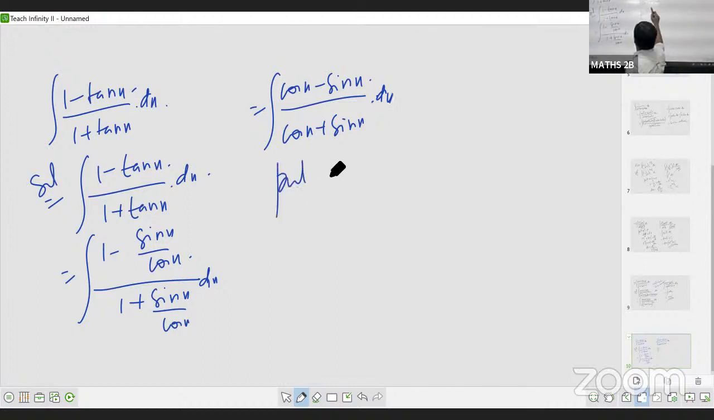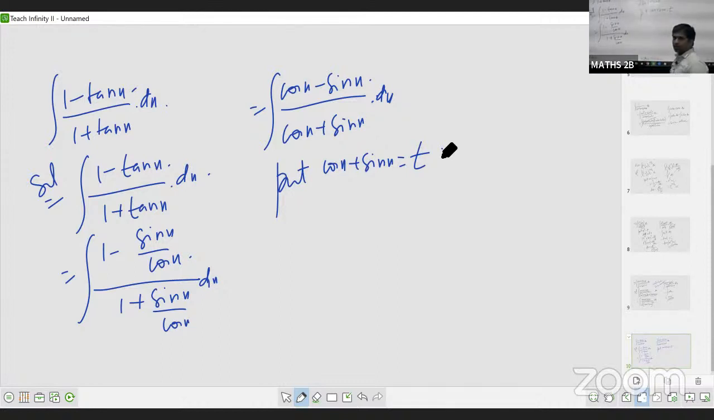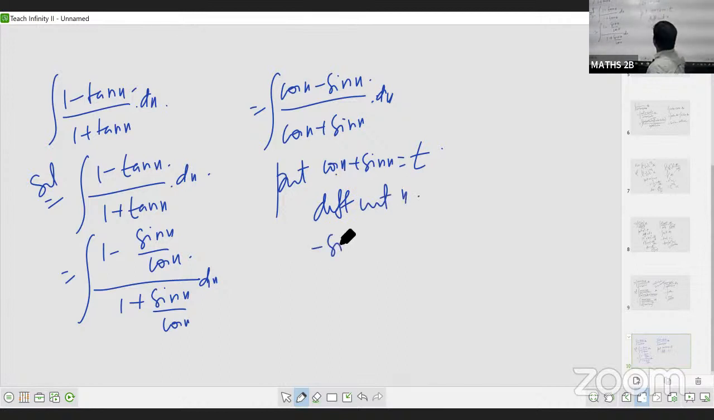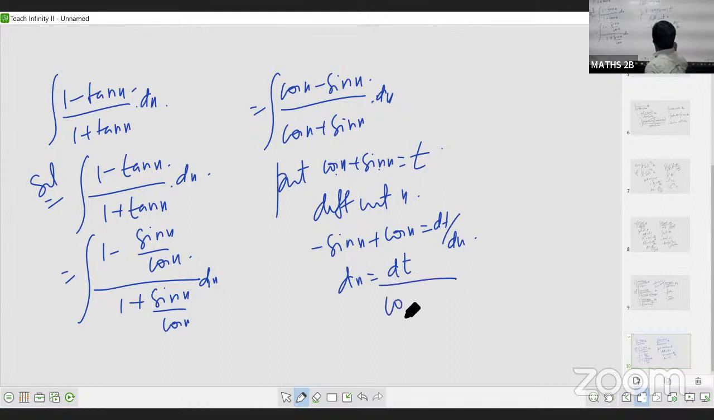Now put cos x plus sin x, the denominator, equal to t. Differentiate with respect to x. Cos x derivative is minus sin x, sin x derivative is cos x. This is dt by dx. Dx equal to dt by cos x minus sin x.